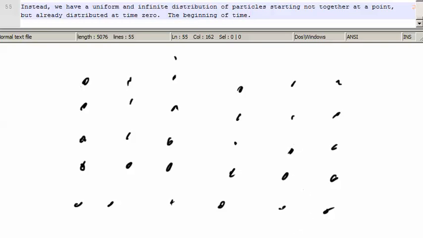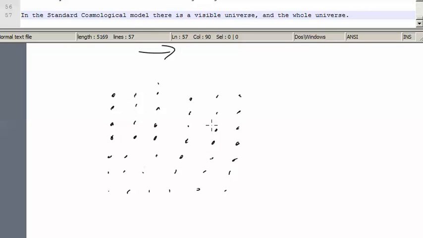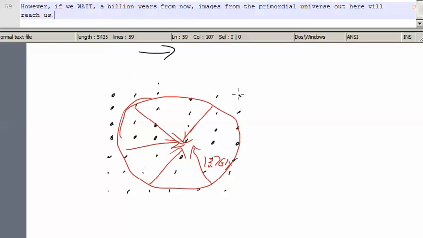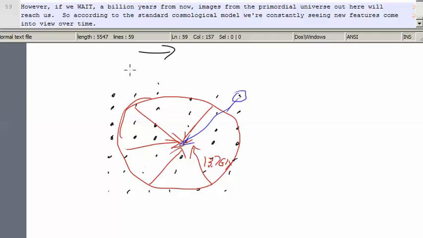And in the Standard Cosmological Model, there's a visible part of the universe, and then you've got the whole universe. Because the universe is 13.7 billion years old, it stands to reason that the furthest things in the universe that we can see are 13.7 billion light-years away. However, if we wait a billion years from now, the images from the primordial universe out here will begin to reach us. So according to the Standard Cosmological Model, we're constantly seeing new features come into view over time.